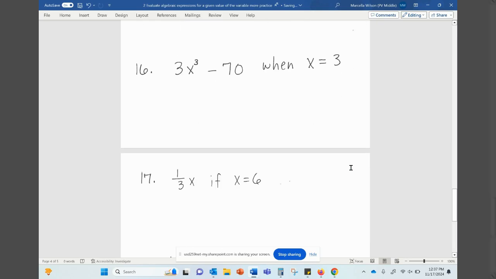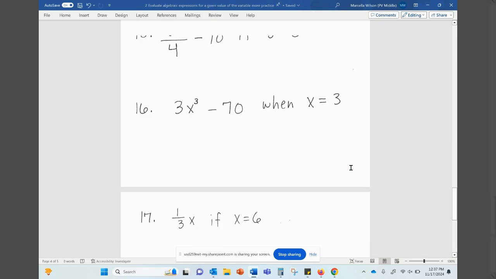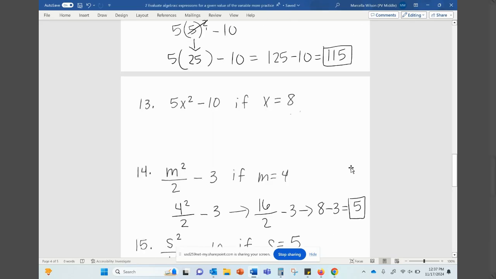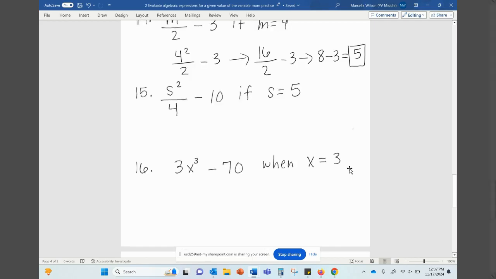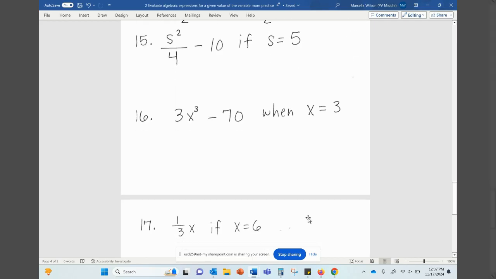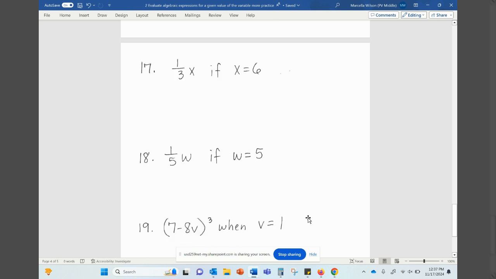16. 16 looks like 13 and 12. It's just to the power of 3 instead of to the power of 2. And then 17.